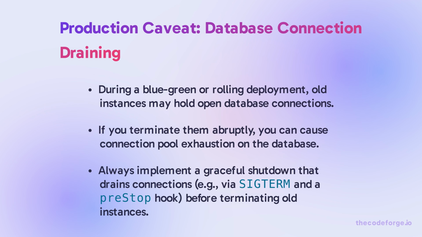during a Canary deployment. During a blue-green or rolling deployment, old instances may hold open database connections. If you terminate them abruptly, you can cause connection pool exhaustion on the database. Always implement a graceful shutdown that drains connections, e.g., via SIGTERM and a pre-stop hook before terminating old instances.